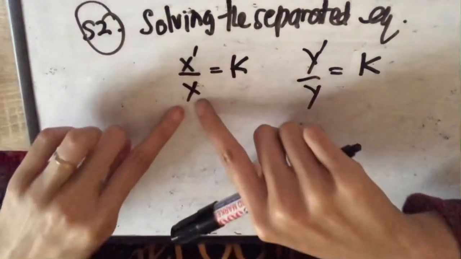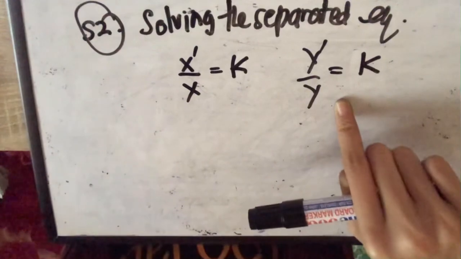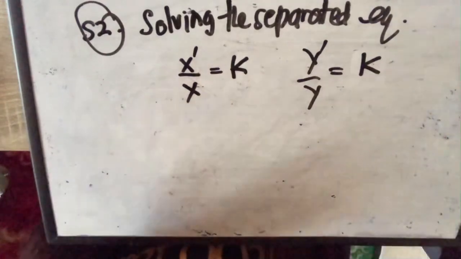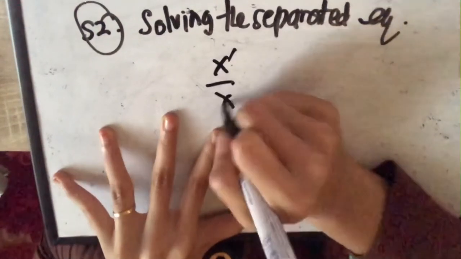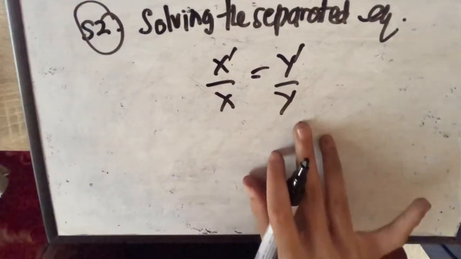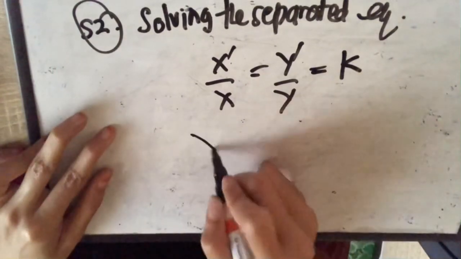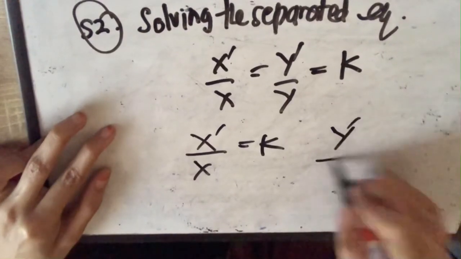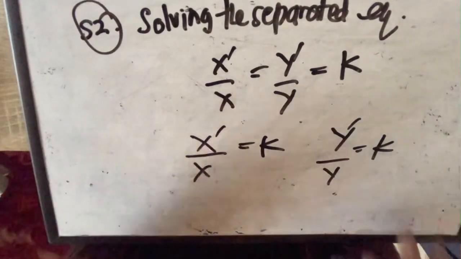Actually, I get X prime over X, Y prime over Y from the previous example, example A. Example A is separable, right? Let me write first what we got from the previous example. We got this equation, so what we do is equate this equation equal to k. When we break it into two equations, the first one is the equation for X, the second one is the equation for Y. Both are equal to k. So this is the first step.